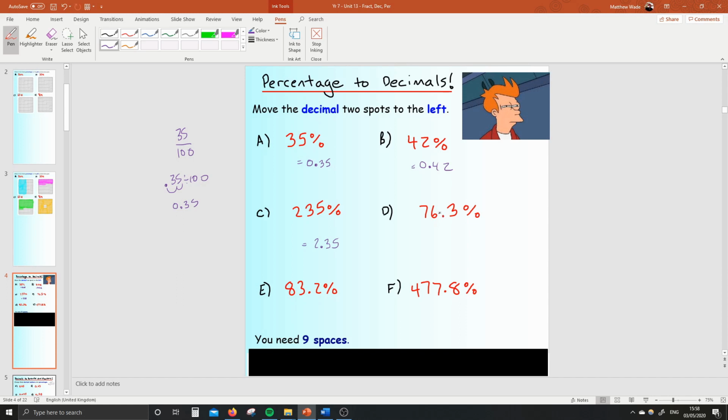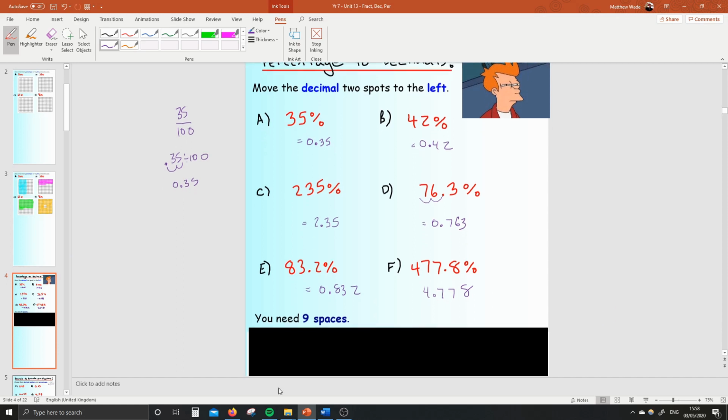Okay, this one here, a bit of a trick question, 76.3. Well, it's not really a trick though. Check it. 1, 2, 0.763. Like a legend. Same deal here. 0.832. And look at us flying here. 1, 2, 4.778. Percentage to decimal. You guys should be absolutely brilliant at.